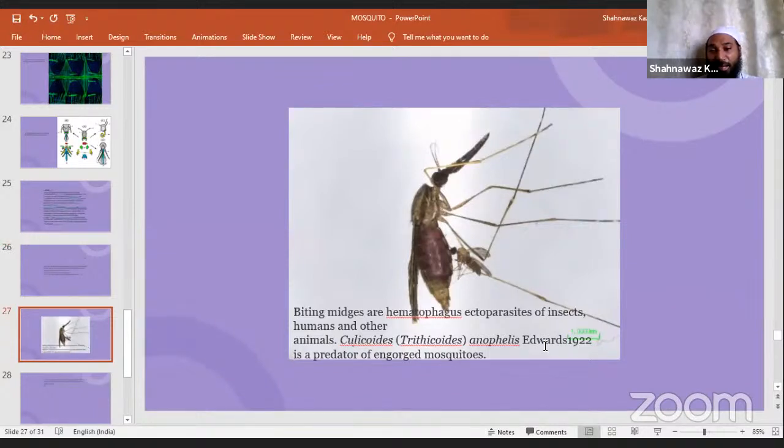This discovery was made by Edwards in 1922, and this maybe is what is meant when Allah Ta'ala says Fama fawqaha, but most people have translated it as whatever is smaller than that. So when you're giving an example, and if you want to give a bigger example than that, then you give a smaller thing.